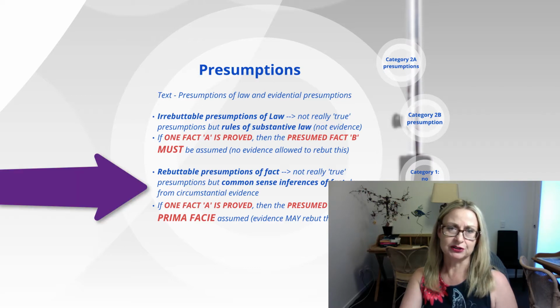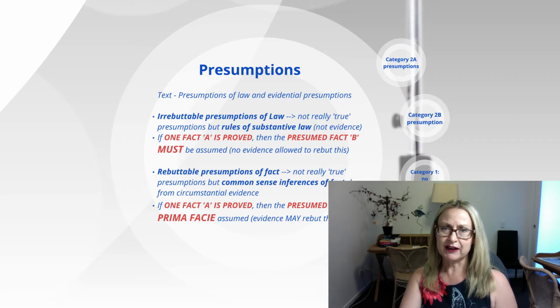The second presumption that you need to consider is the rebuttable presumption of fact, and the text sometimes calls this an evidentiary presumption. Really, this is just a common sense inference, and it arises where one fact A is proved. And here in category 2B, if you can prove a relationship of trust and confidence, then presumed fact B is prima facie assumed. Presumed fact B is that, in fact, the influence that was exerted in that relationship was undue. Okay, you can lead evidence to rebut this, and obviously if you can show that the party acted freely and voluntarily, then your evidence may rebut that presumption.